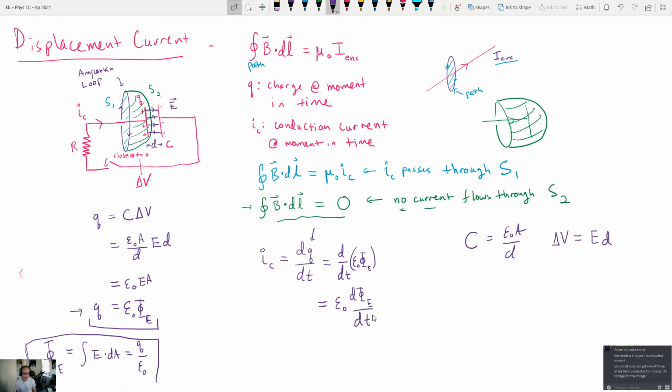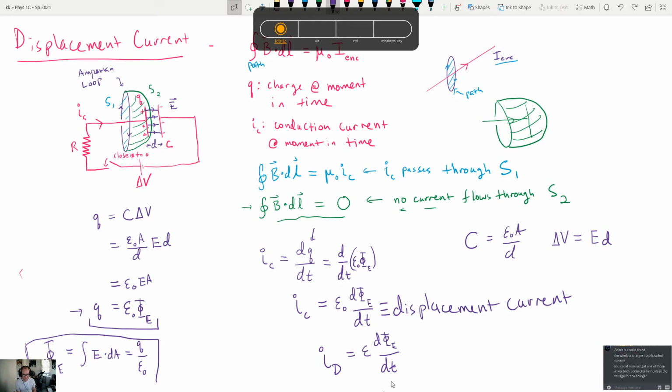And then we just get epsilon naught dΦ_E/dt. And what we're going to do is, this happens to be identically equal to the conduction current, but we're going to define this to be displacement current. So displacement current is going to be defined with an I with a D subscript, usually capital D, and it's equal to epsilon naught dΦ/dt. It happens to be numerically equal to the conduction current, though, because of the way we derived it.